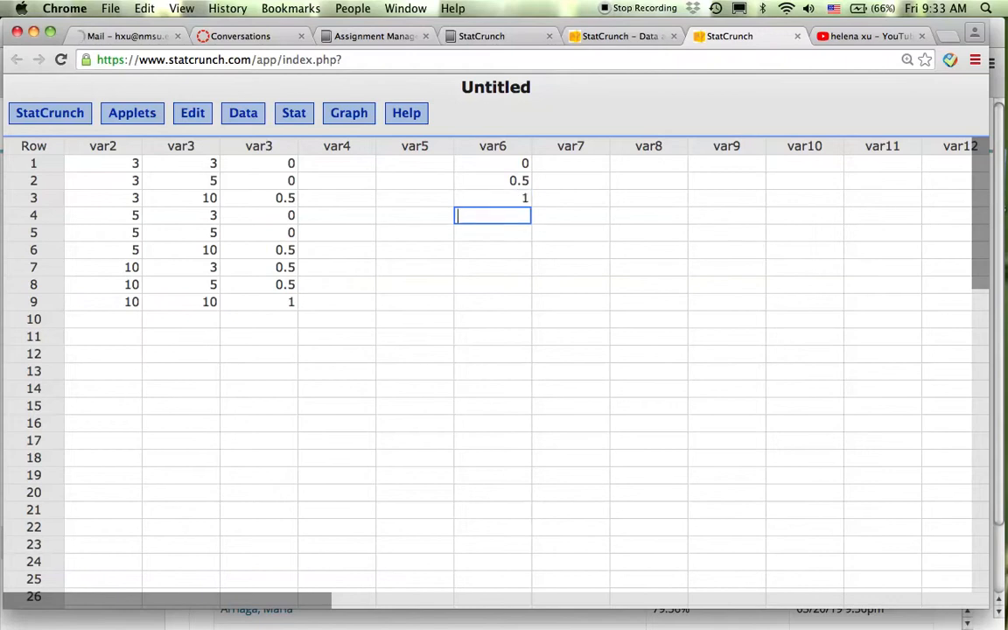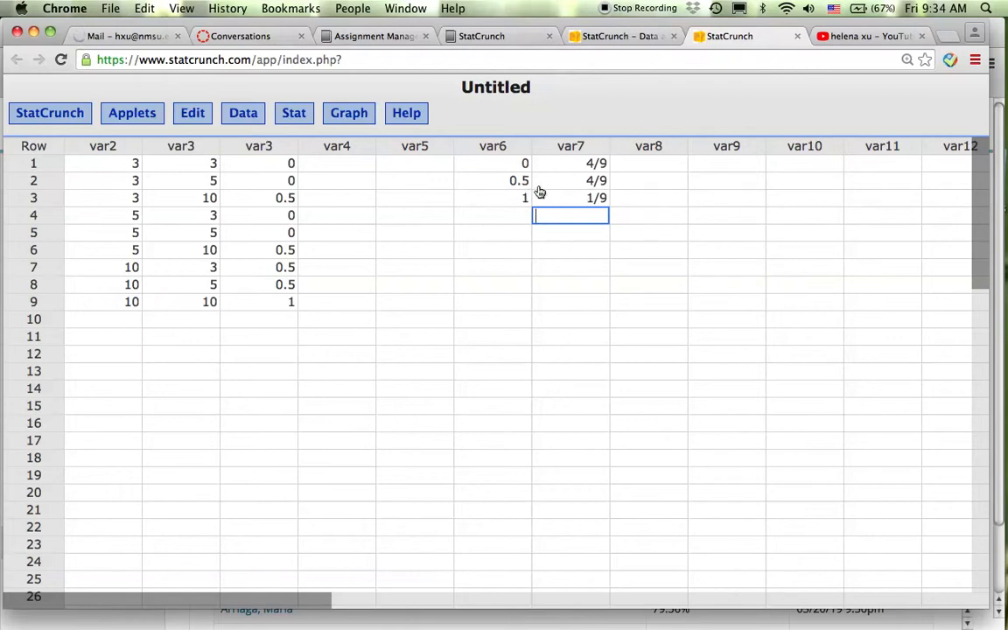and 1. For 0, you need to count how many samples have an even number proportion equal to 0. So you have 1, 2, 3, 4. That's 4 out of all 9 samples, so it's 4 out of 9. How about 0.5? You have 1, 2, 3, 4. So again, 4 out of 9. And for 1, you only have 1. So that's 1 out of 9. Okay?